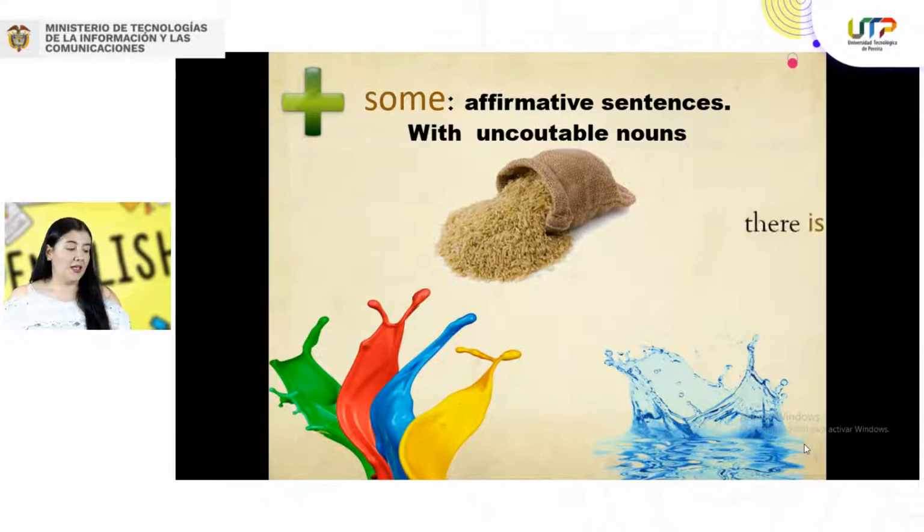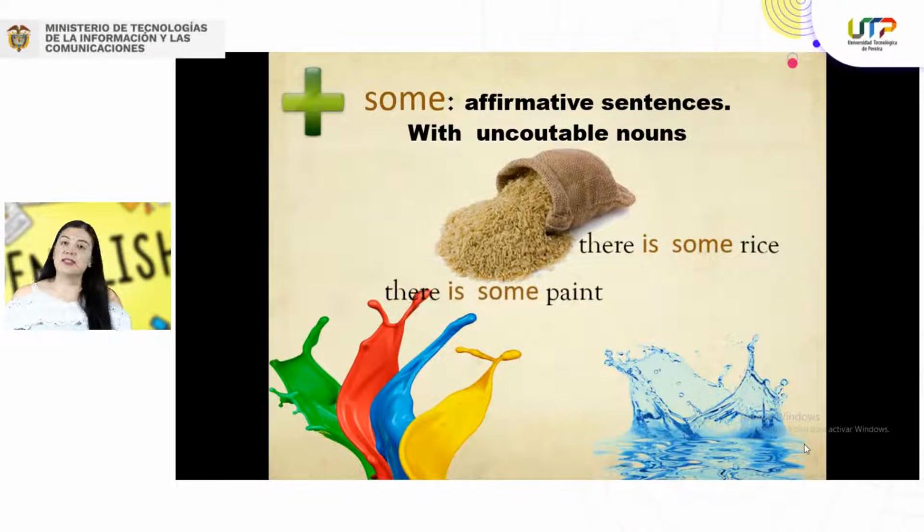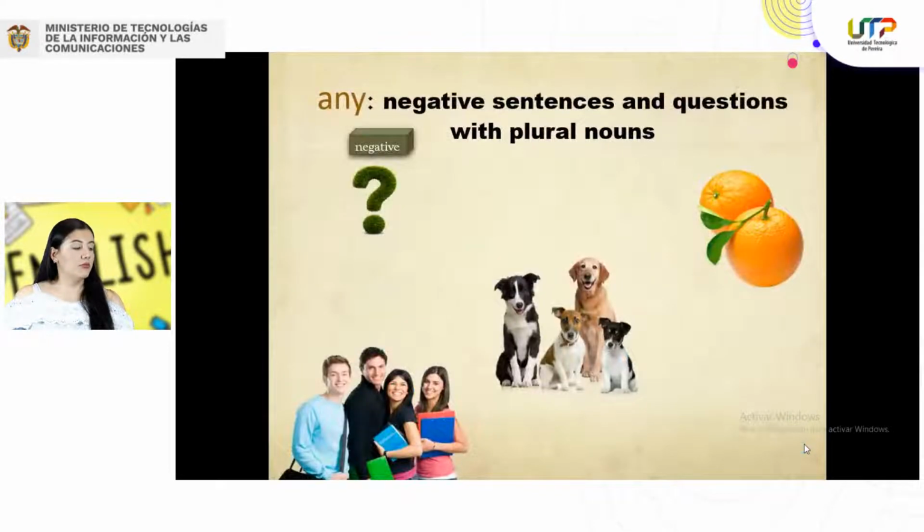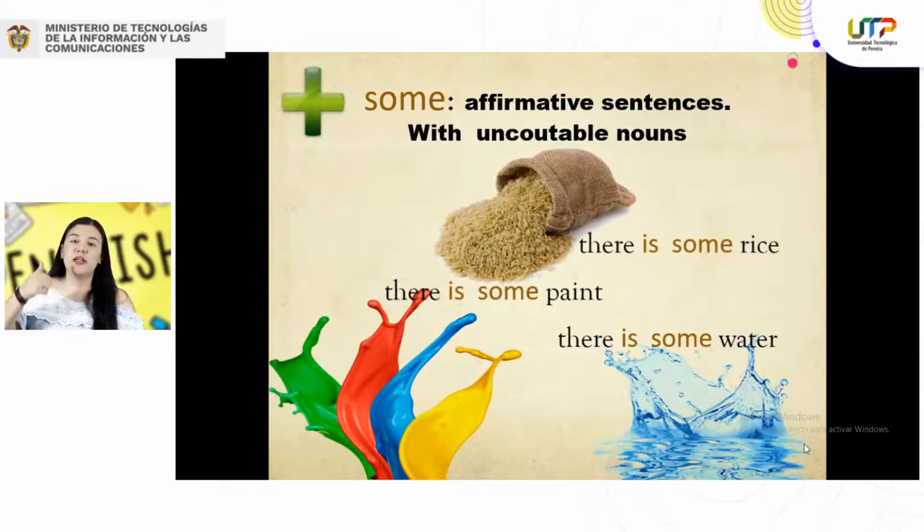Let's take a look at the example. There is some rice. Yes, there is some rice. There is some paint. There is some water. Yeah? So remember that rice, paint, and water are uncountable nouns. But I can use some because it is applicable to both countable and uncountable nouns.